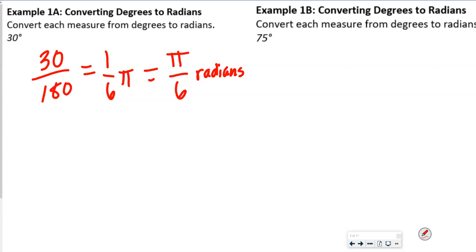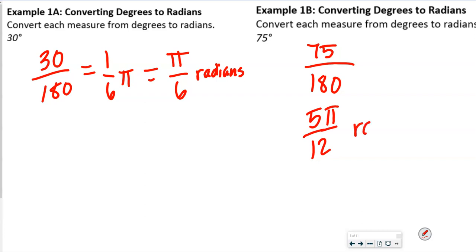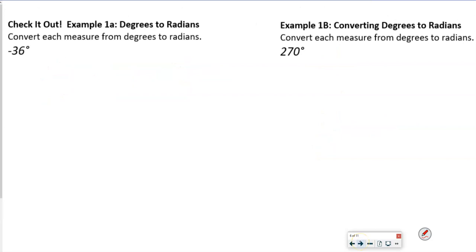Okay, we're going to do another one. So here we go. 75 divided by 180. That's how you get it. And when we do that, we get 5 over 12. So again, we're going to add pi to the top, and this is our radians, okay? So again, if you're looking at answer choices, just figure out what fraction they both give you, okay?